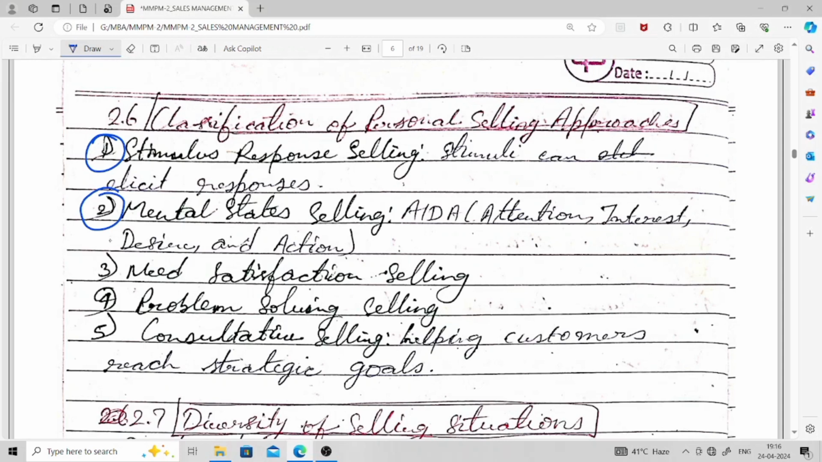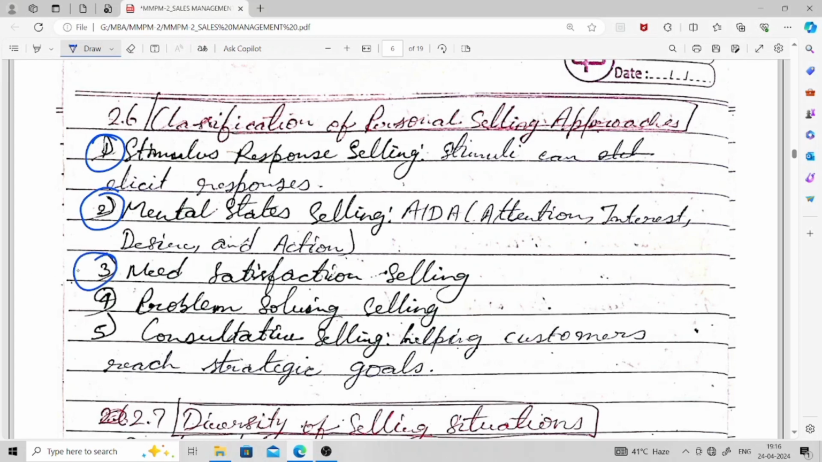The second approach for personal selling is mental state selling. In mental state selling, we use the AIDA approach. AIDA means A for attention, I for interest, D for desire, and A for action. It means first we need to create attention of the prospects, then create interest in those prospects, then create desire, and then finally lead to action.